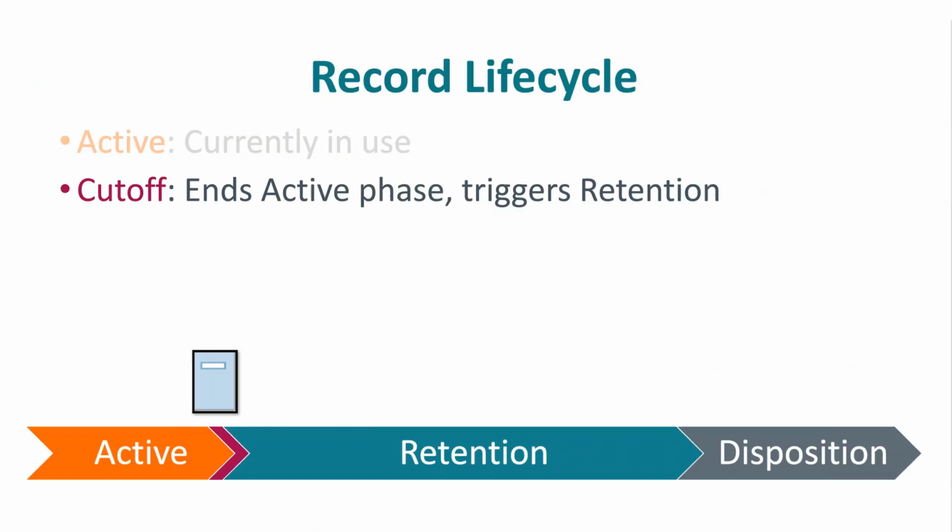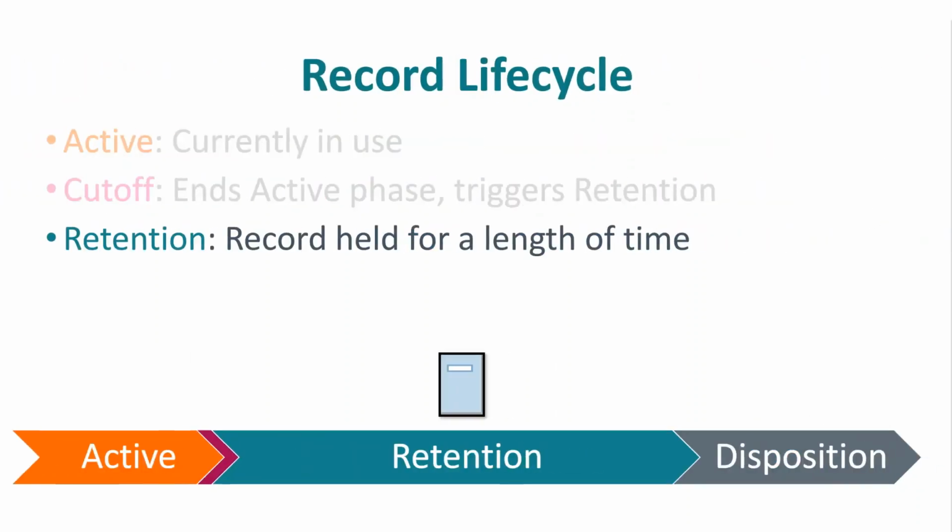So after active, a record gets cut off. And so this is the exact point at which a record goes from being active to being in retention. So it ends active and it begins being read-only, we expect, not having any changes, basically like it's in a box in a cabinet, except for this is the digital version. This can be time-based or event-based, and we'll dive into that in a little bit.